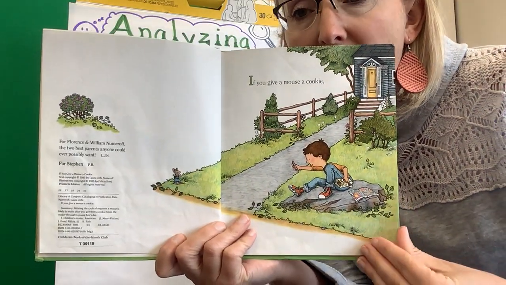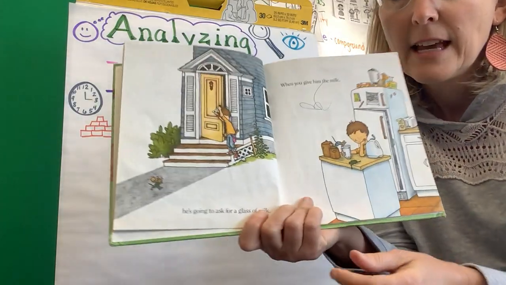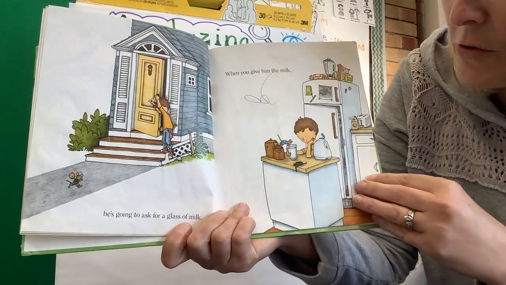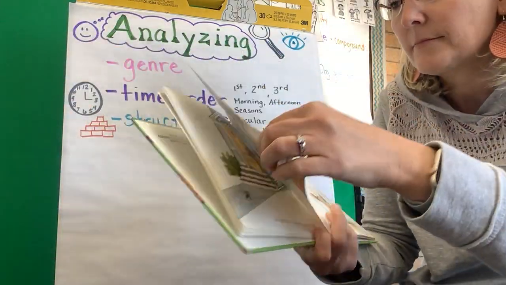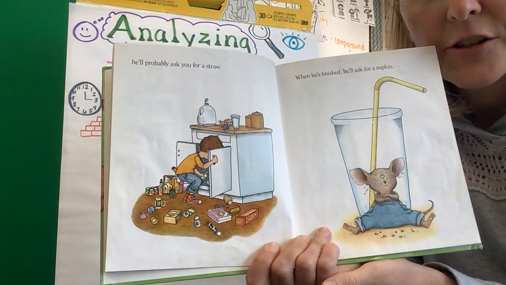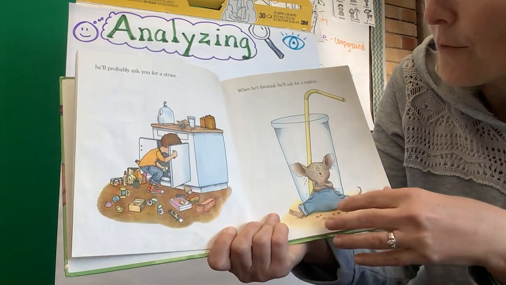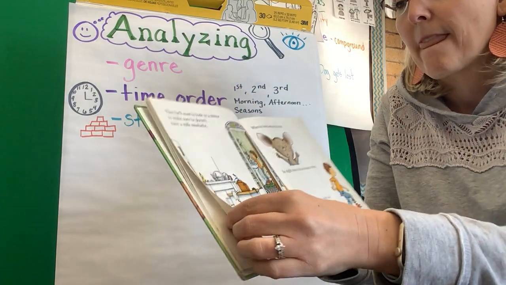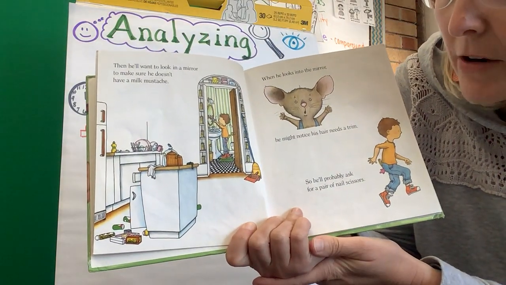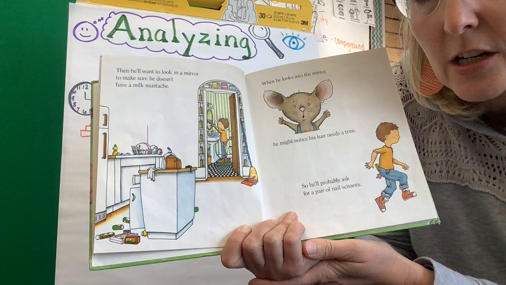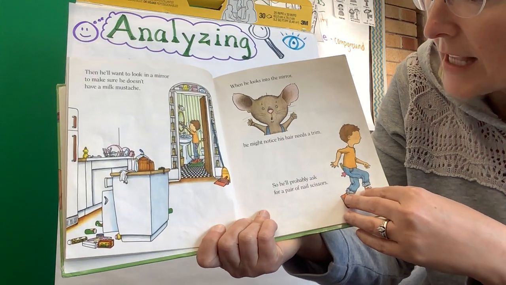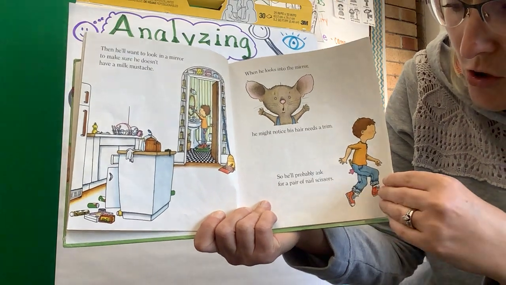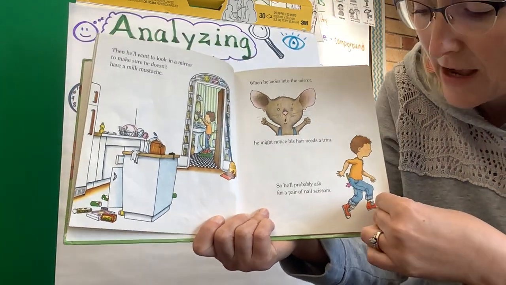If you give a mouse a cookie, he's going to ask for a glass of milk. And when you give him the milk, he'll probably ask you for a straw. And when he's finished, he'll ask for a napkin. And then he'll want to look in a mirror to make sure he doesn't have a milk mustache. And when he looks into the mirror, he might notice that his hair needs a trim. So he'll probably ask for a pair of nail scissors.